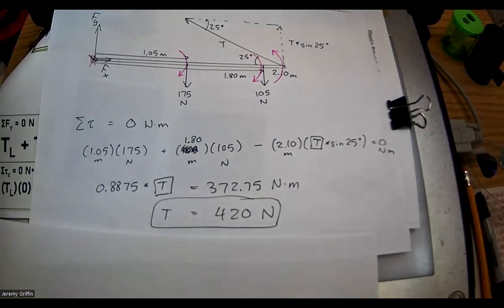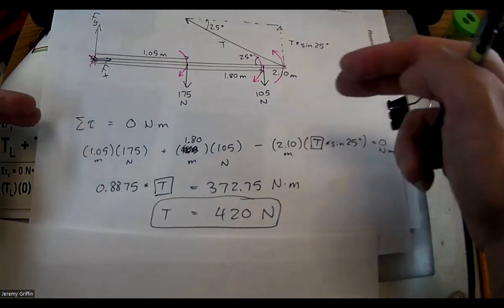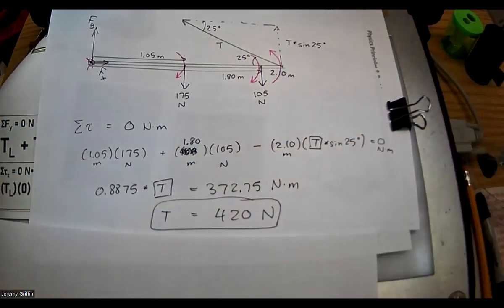So if the rope could handle 500 newtons before it breaks, then you're good to go. Look at that, it's right there in four lines. Just like that. Is that right?